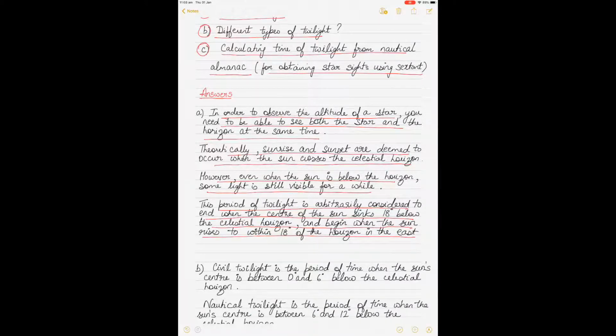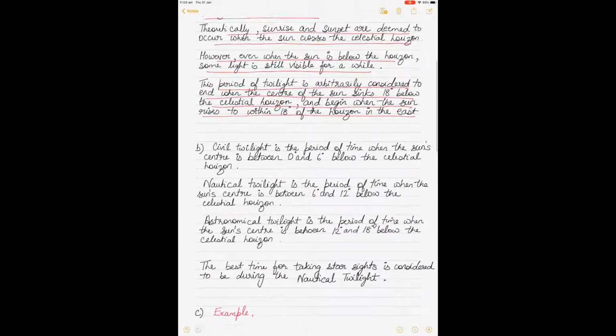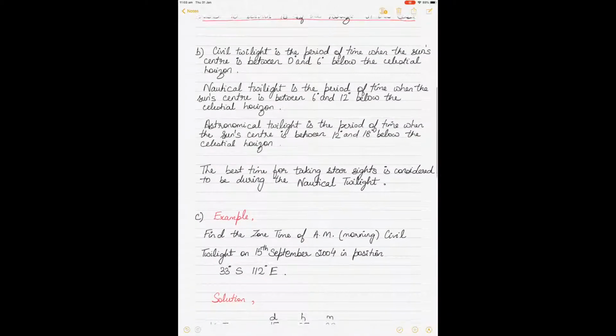So when the sun goes down below the celestial horizon, you can still see some kind of illumination, some kind of light which emits from the sun, which still keeps the horizon visible, and that is called twilight. The twilight starts to occur right when the sun has dipped below the horizon, that is 0 degrees, all the way to 18 degrees below the celestial horizon. Alright, so there are three types of twilights, and this brings us to the second point of focus here.